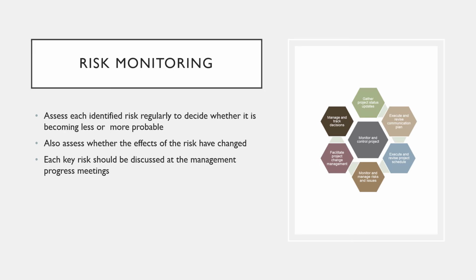Risk monitoring is the process of checking that your assumptions about the product, process, and business risks have not changed. You should regularly assess each of the identified risks to decide whether or not that risk is becoming more or less probable. You should also think about whether or not the effects of the risk have changed. To do this, you have to look at other factors, such as the number of requirements and change requests, which give you clues about the risk probability and its effects.